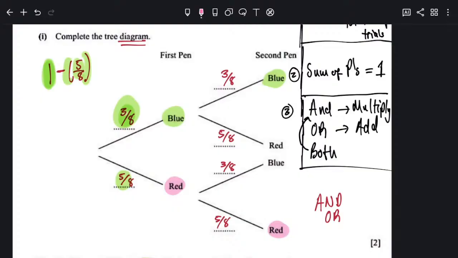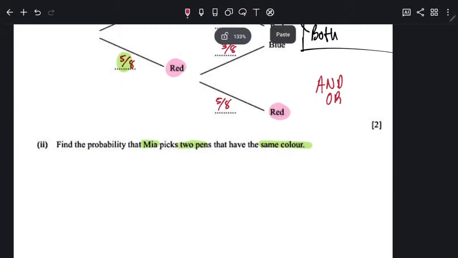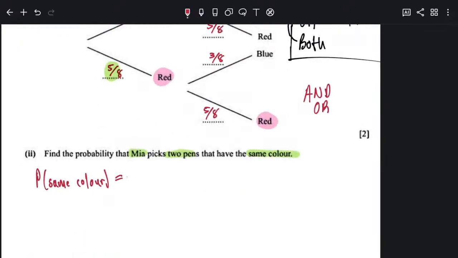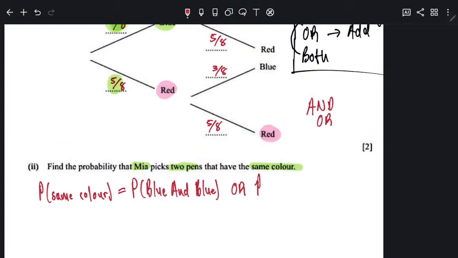To pick 2 pens that have the same color, you're going to say probability of same color. How do we get the same? Now this is where you have to be creative. Either I'm going to say blue and blue, so this will be the probability of blue and blue, or there's another way, which is going to be red and red. So this is how I get pens of the same color.